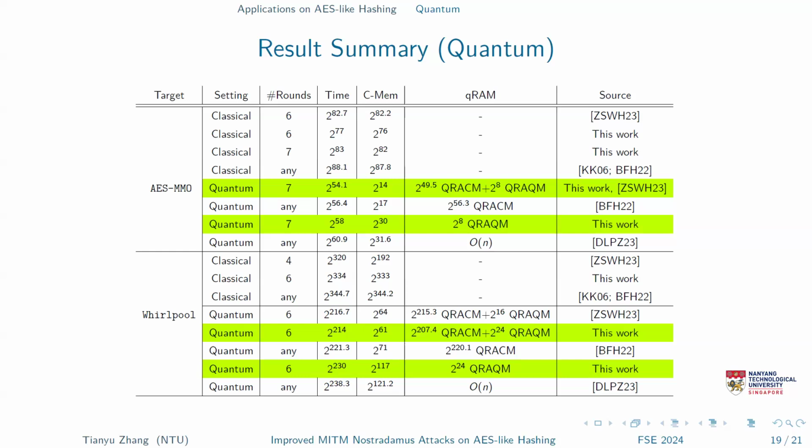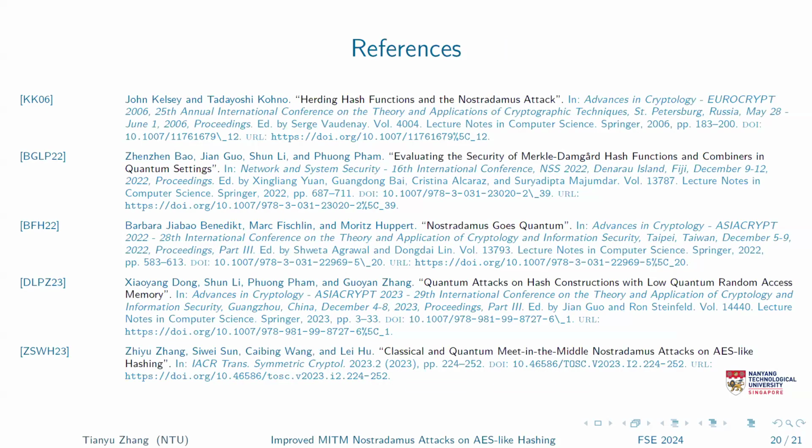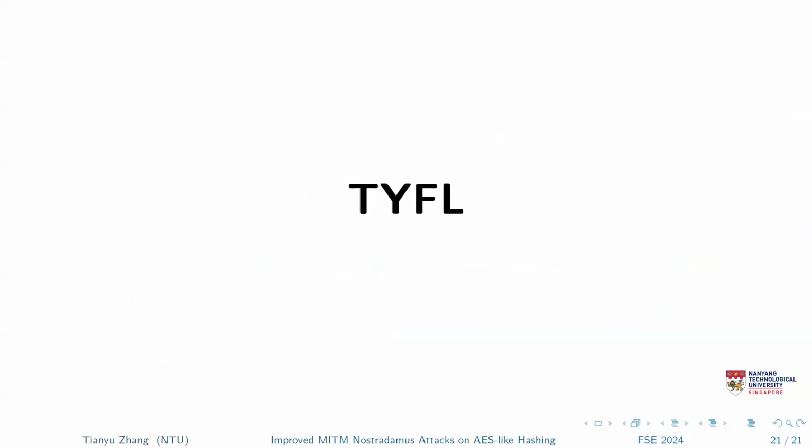And still, we applied the low QRAM technique in DLPZ23, also mentioned by the previous work. And we construct this low QRAM variant of the attack. As you can see, we use slightly more QRAM, but we avoid using that much QRACM in this setting, which is 2 different quantum memories. So that is all of my talk. And here are the references, and thank you for listening.